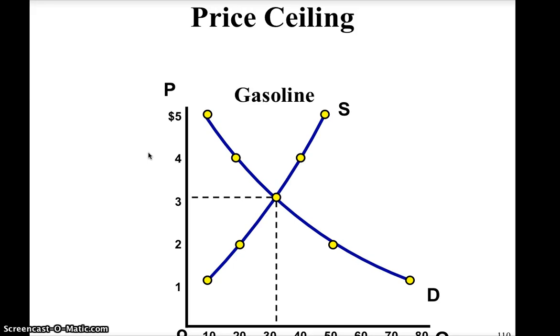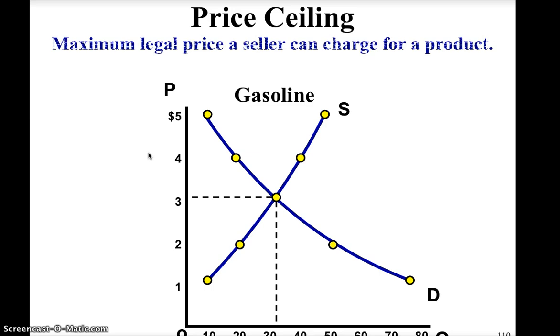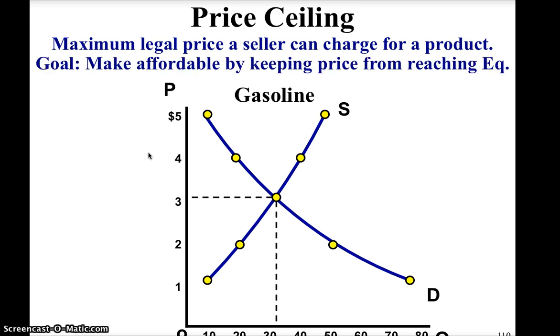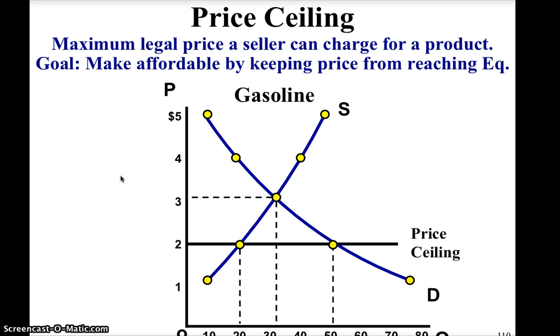So to just reiterate, the price ceiling is a maximum legal price that a seller can charge for a product. If we are looking at this, the goal is to make it affordable by keeping the price from reaching the equilibrium. So there's a price ceiling, and again, you can go through this same information by analyzing that the quantity demanded is going to be bigger than the quantity supplied with a price ceiling, and that is going to create a shortage.